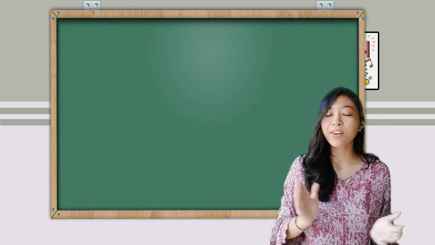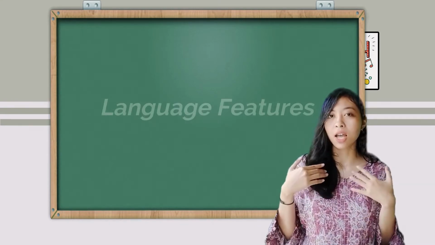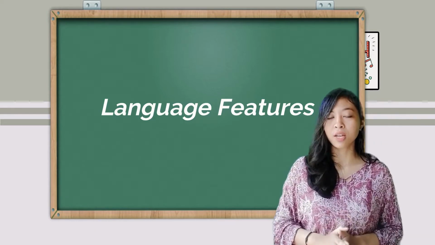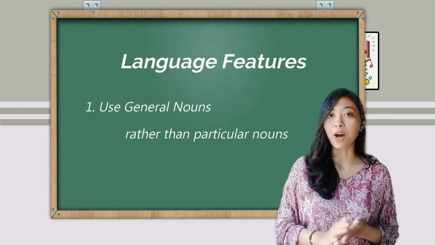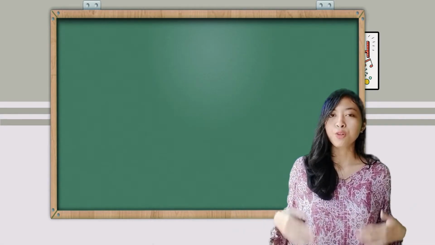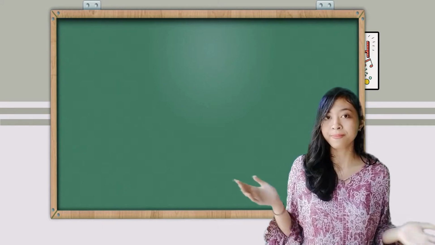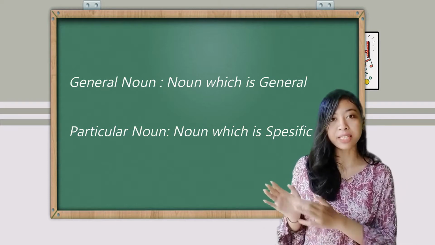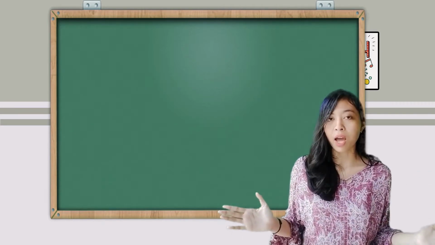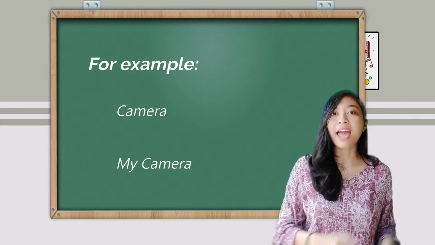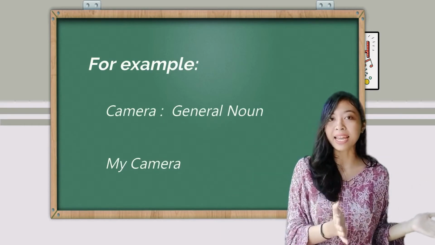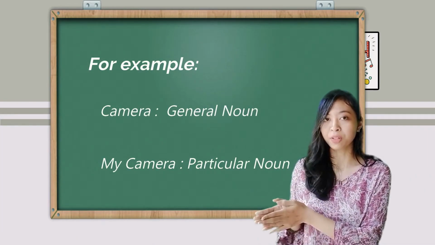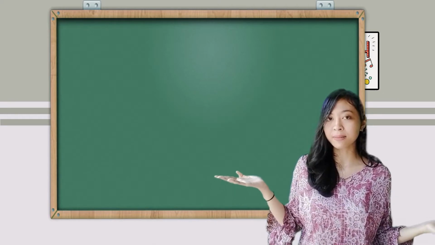Okay fellas, the other aspect of report text is language features. In report text, there are 5 language features. First is use general noun rather than particular noun. Do you know the difference between them? Okay, general noun is a noun which is general, and particular noun is a noun which is specific. For example, camera and my camera. Camera is a general noun and my camera is a particular noun. Do you see the difference?